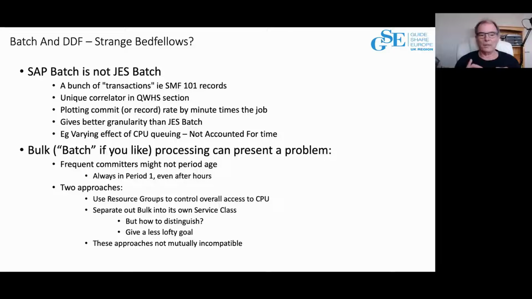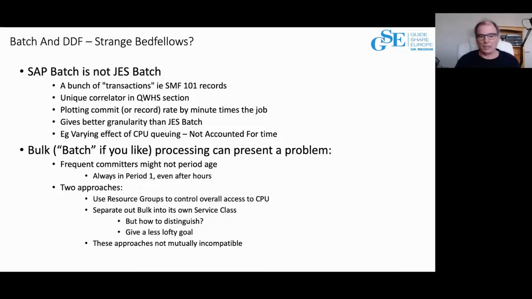Now, I think one of the key things here, though, is bulk work, call it batch if you like, of this flavor can present a problem. So if you have something with an awful lot of commits to it, you may never get out of first period, no matter how heavy the thing is overall. You might stay in period 1 as you start and stop the transactions, in other words, commit scopes within the batch job, even after hours of working. So I think that's a bit of a problem, really.